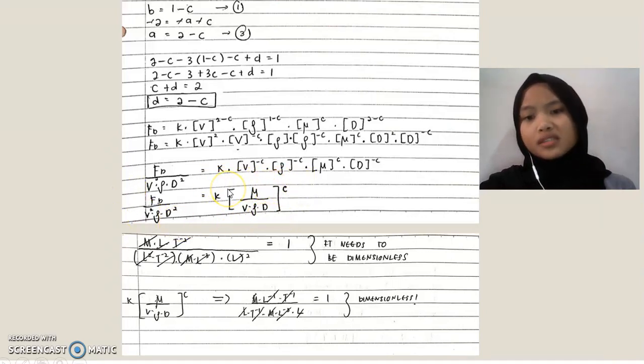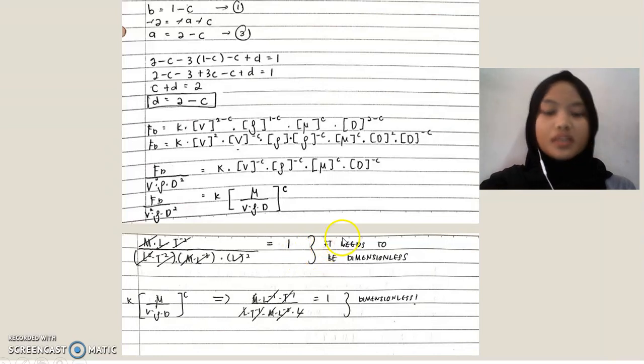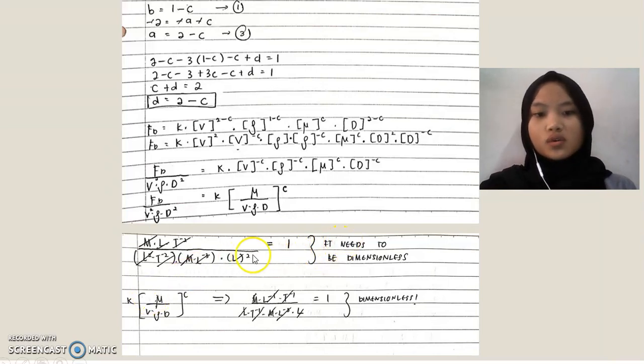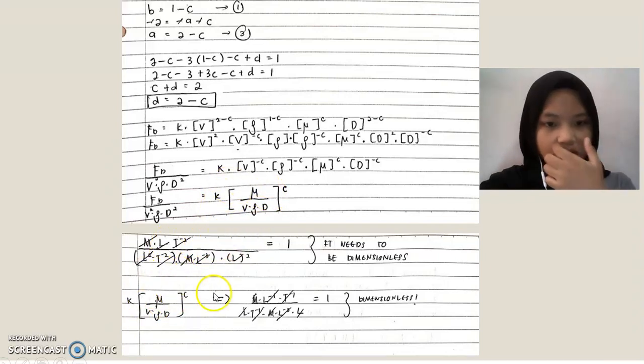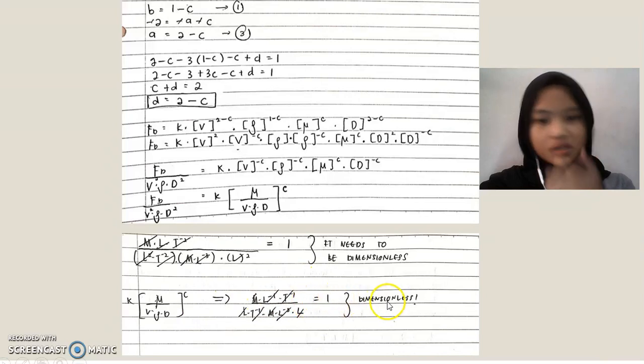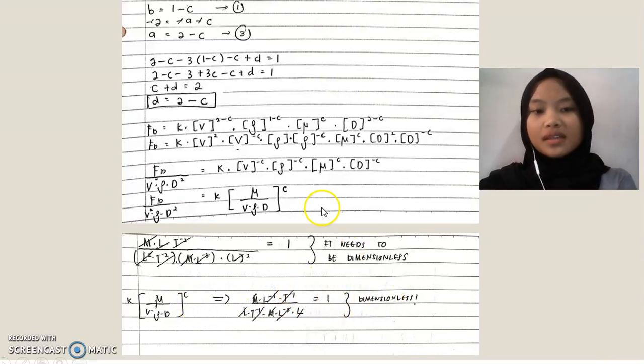So to check whether it is dimensionless or not, you have to lay out all the dimensions for this one: drag force, velocity, density, and also diameter here. And we have to cancel each other, and it must be equal to 1, so that it will be dimensionless. Okay, so it is dimensionless. So this one is equal to this one. So if this is dimensionless, the same goes for this, and this one is also dimensionless. Okay, so this is the answer.